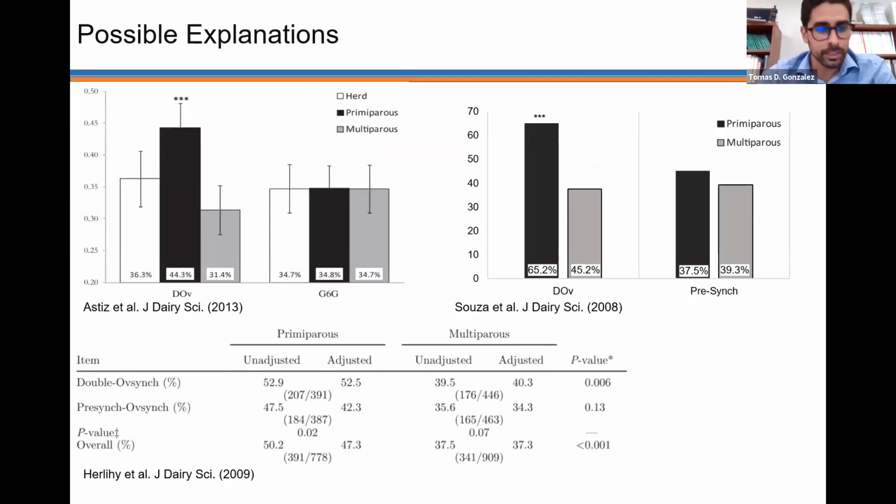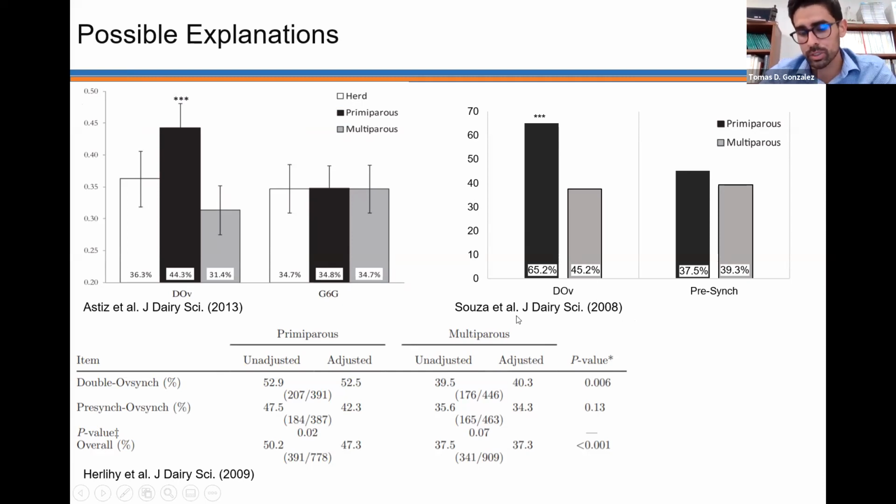Something else, here we have different research in 2013. He divided primiparous and multiparous and then herd, but let's focus on this part, multiparous and primiparous. He used two protocols, the double Ovsynch and the G6G. Here on the Y axis is the percentage of pregnancy, and he saw the cows with double Ovsynch have better results compared to the other protocol, with a statistical difference.